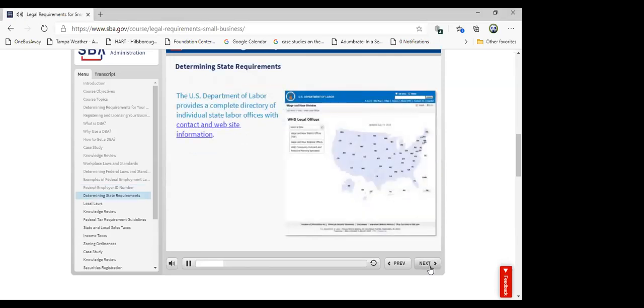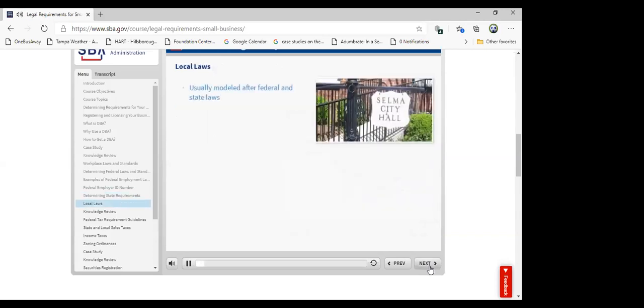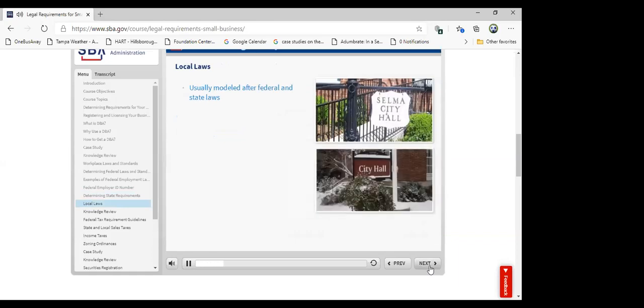Labor laws vary by state. You need to determine which local laws apply to your business. The U.S. Department of Labor provides a complete directory of individual state labor offices with contact and website information. Although local employee laws are usually modeled after federal and state laws, they sometimes extend certain rights and protection beyond what the federal and state laws require. Unlike some federal and state labor laws, local labor laws often apply to smaller employers as well. Make sure that you check with your city or county business office to find out what local legal requirements you need to be aware of.